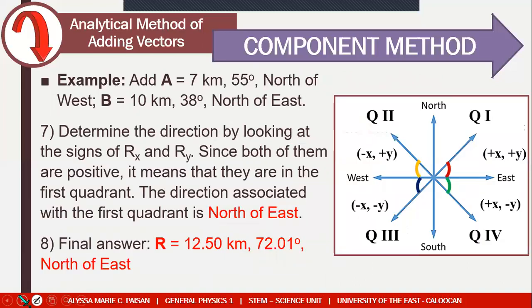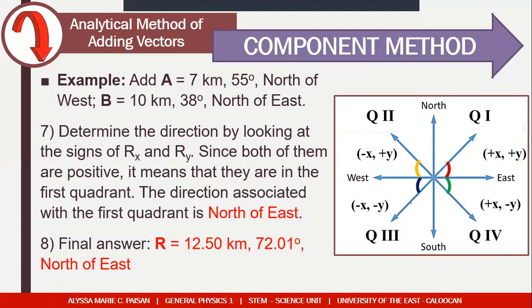Okay? And then the last 2 steps, determine the direction by looking at the signs of r sub x and r sub y. Since both of them are positive, it means that they are in the first quadrant. The direction associated with the first quadrant is north of east. That's why our final answer will be, we put together the magnitude that we have obtained a while ago and then the angle followed by the specific direction.